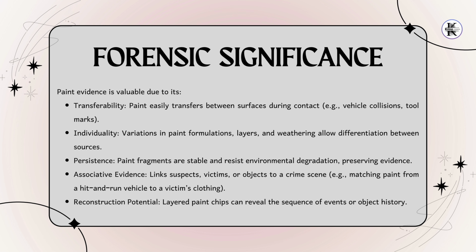So to conclude, paint may seem ordinary, but in forensic science it becomes extraordinary evidence. It silently carries information about contact, transfer, and origin. As forensic scientists, our role is to carefully analyze these tiny traces and let science reveal the truth.